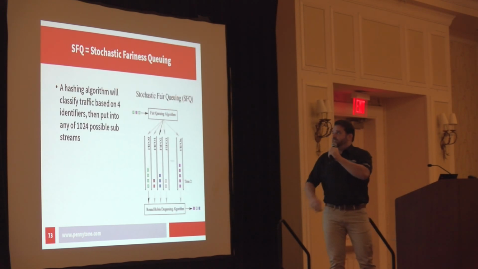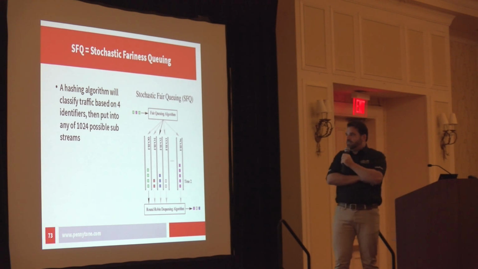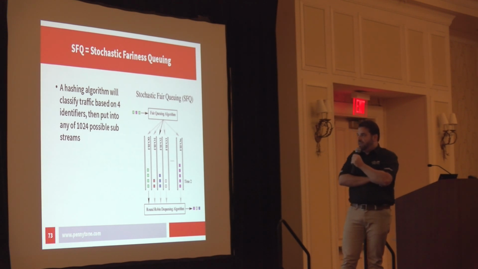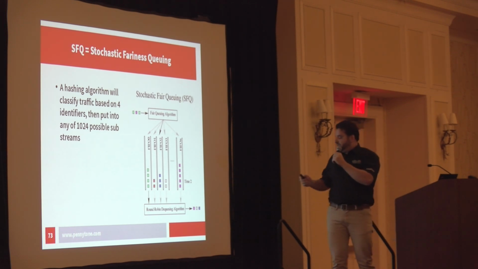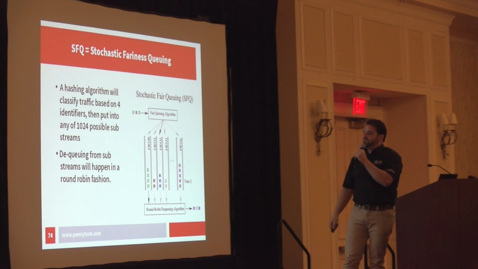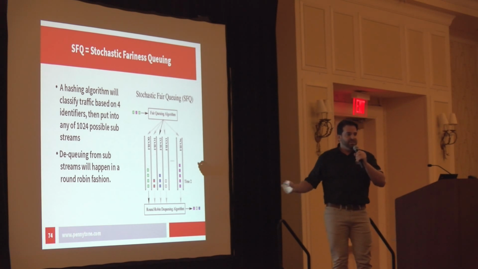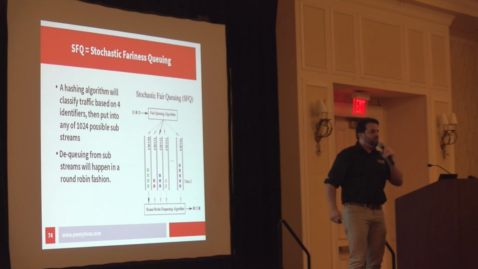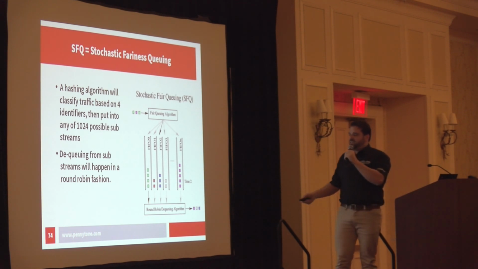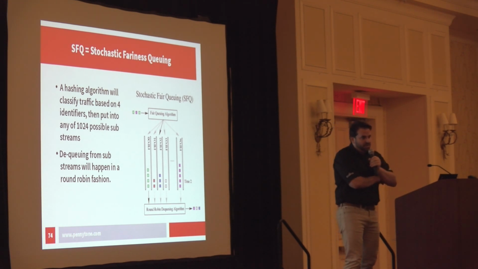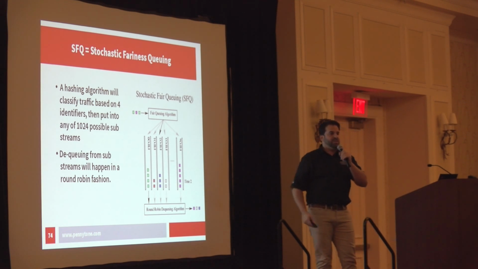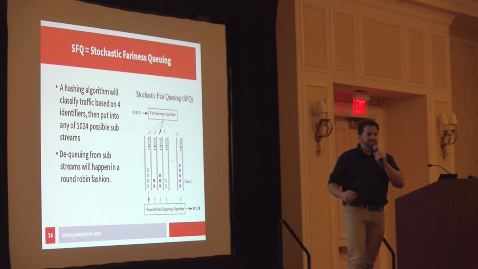Next one is SFQ, Stochastic Fairness Queuing. Stochastic Fairness Queuing is a hashing algorithm that will classify traffic based on 4 identifiers, then put it into any one of 1,024 possible substreams. Dequeuing from substreams will happen in a round-robin fashion. I don't use this, but this basically just means that it's trying to equalize traffic. The problem is, let's say you have 2 users on a LAN. One user opens 1,000 sessions. Another user opens 10 sessions.